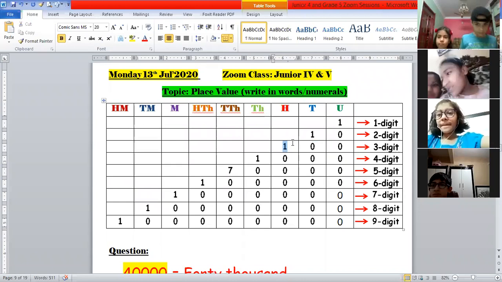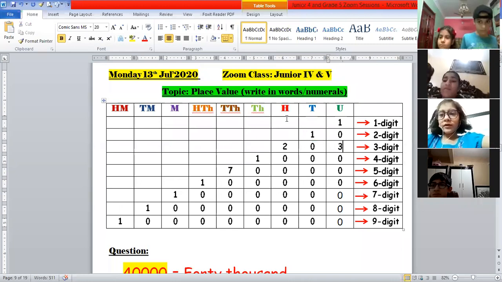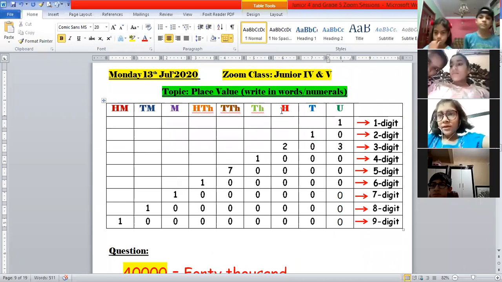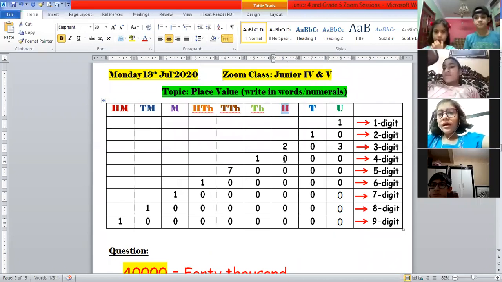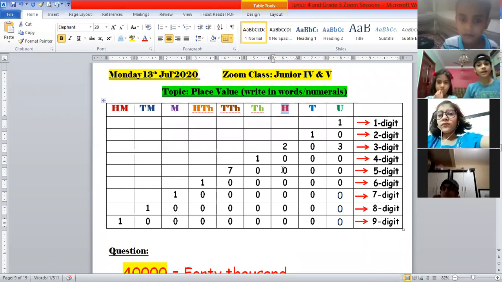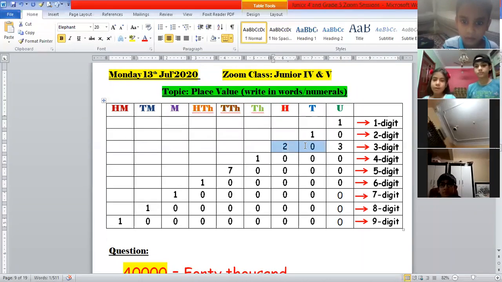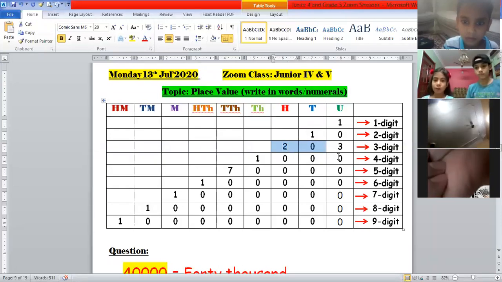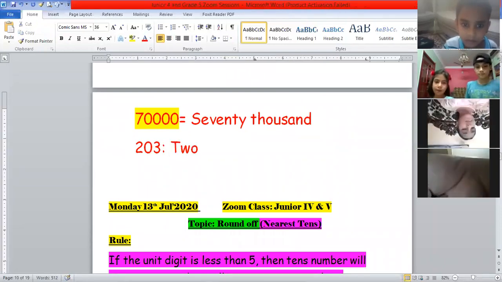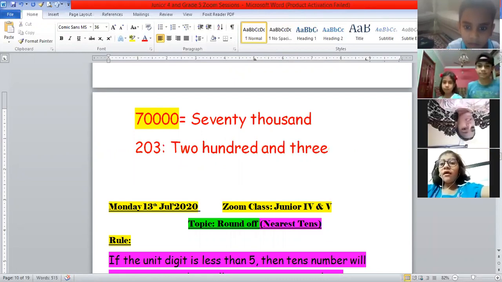So first we will fill the column. 203. Okay. Now where is this 2 standing? 2 is standing on the 100 place. So how can we write that? How can we say that number in words? It means that 2 is standing at 100 place. 203. And what is our unit place? 3. So what will we write? 200. And the spelling of 3.